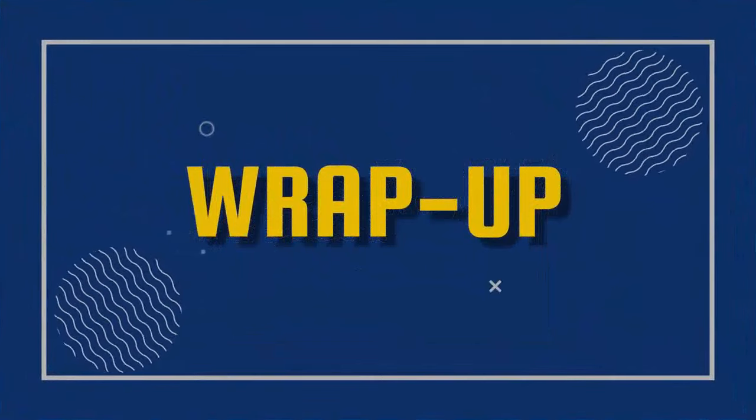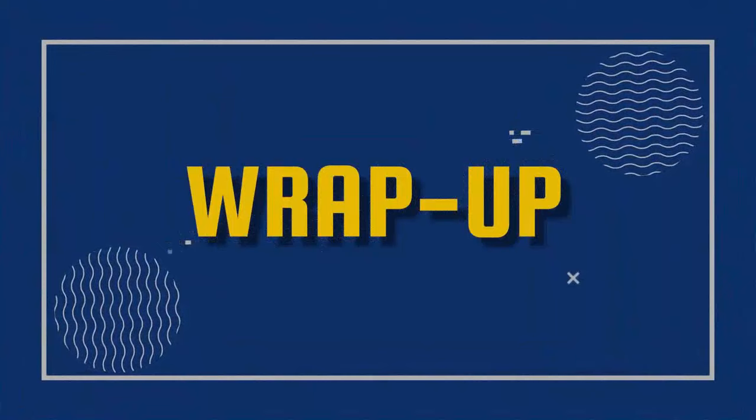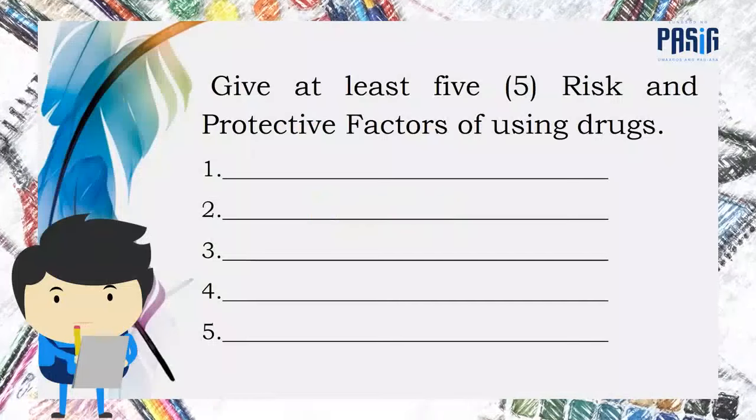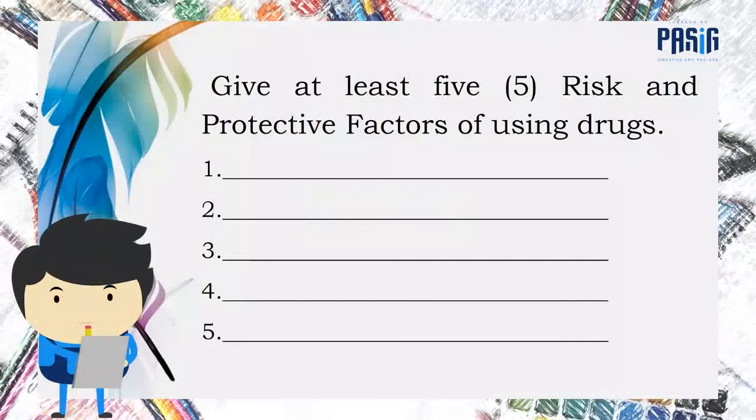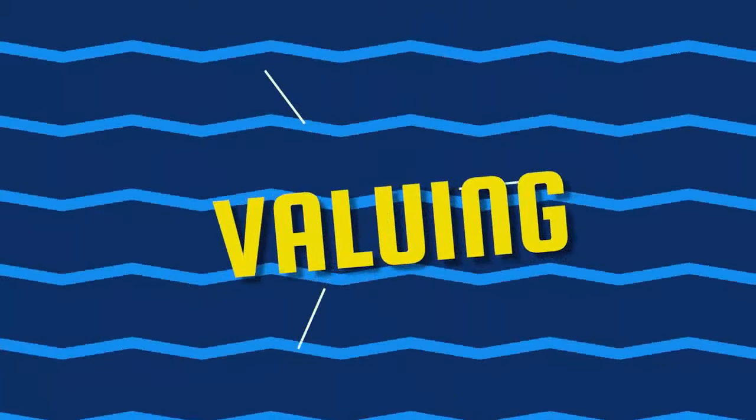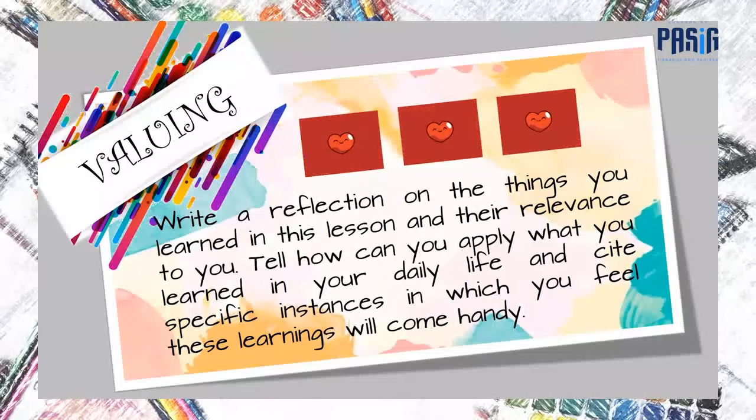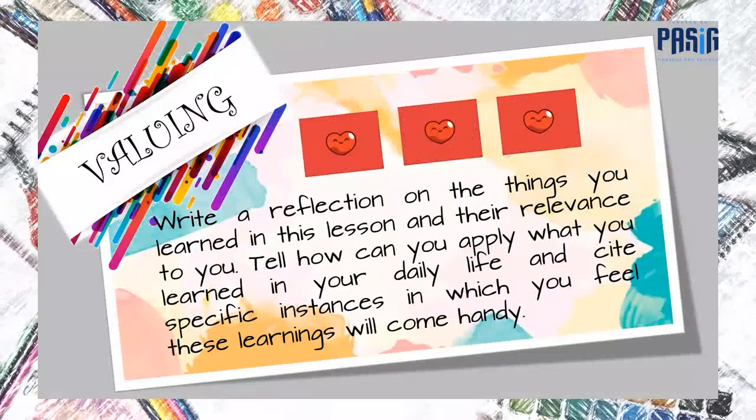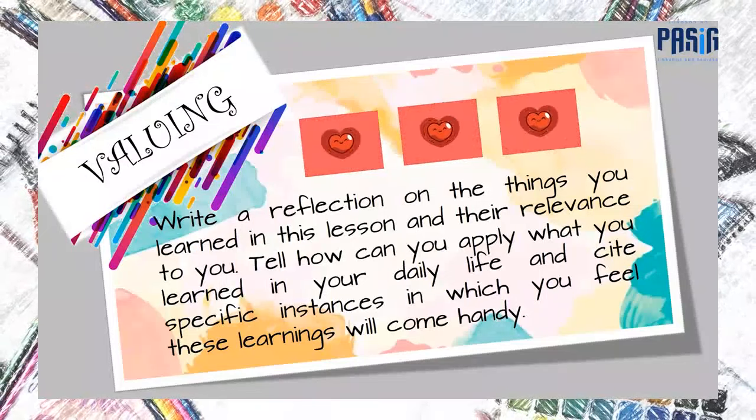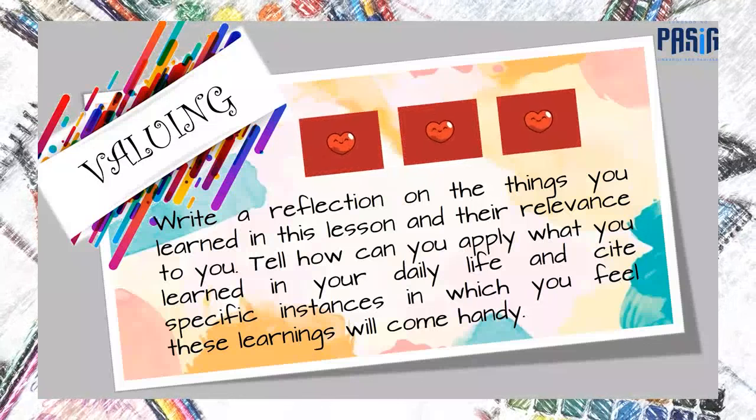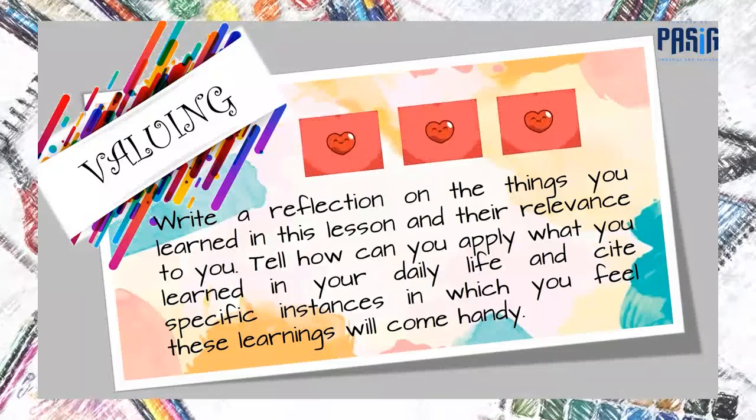To know your full understanding, let's do this activity. Give at least 5 risk and protective factors of using drugs. To check how this lesson affected you, write a reflection on the things you learned in this lesson and their relevance to you. Tell how you can apply what you learned in your daily life and cite specific instances in which you feel these learnings will come handy.